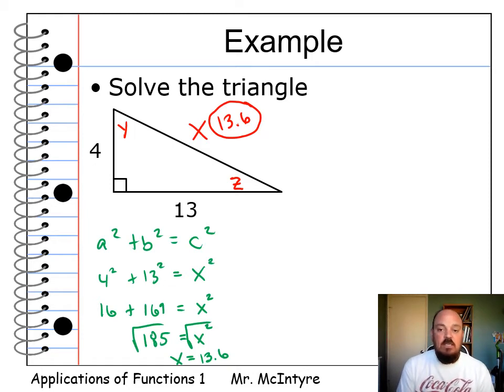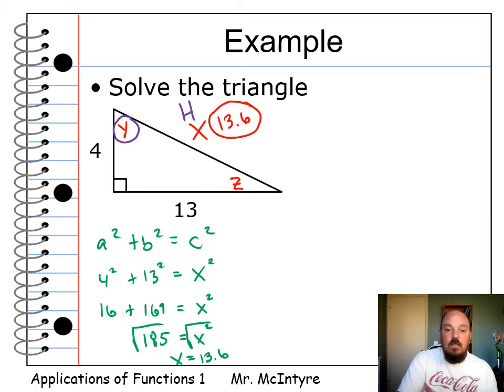Now y and z are angles. And when I look at the question, if I want to find an angle in a right triangle, I need to use inverse trig. So if I'm going to use any type of trig, whether it's inverse trig or regular trig, we need to label our sides, opposite, adjacent, and hypotenuse. So in the triangle, the x, which we just figured out was about 13.6, that's the hypotenuse. Let's pick which angle we're trying to find. It doesn't matter which one you do. Let's do y.